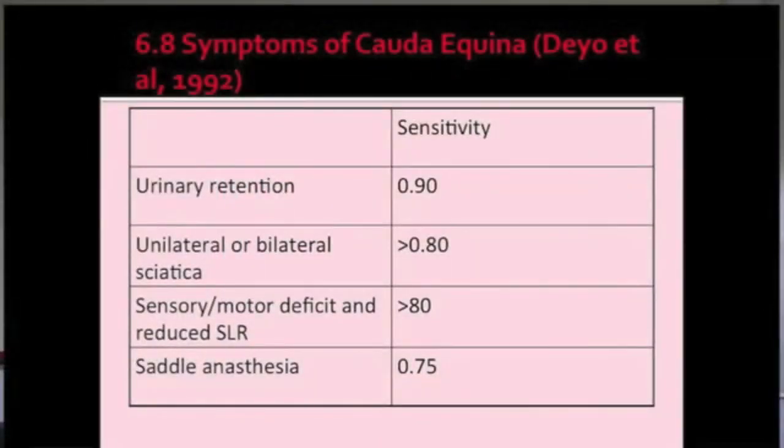Right, so if we just briefly talk about cauda equina syndrome, again quoting Deyo et al. from 1992, he actually lists the sensitivity of different questions for investigating cauda equina syndrome. Urinary retention is 0.90 sensitivity, unilateral or bilateral sciatica is just over 0.80 sensitivity, as is sensory motor deficit and reduced SLR. But saddle anaesthesia is down at 0.75. So it's interesting to just look at how the different questions have different weights.